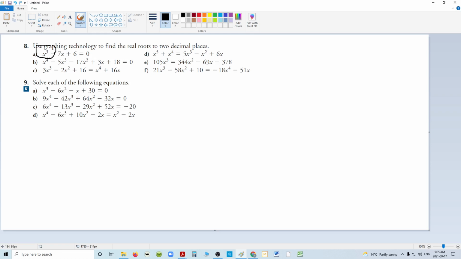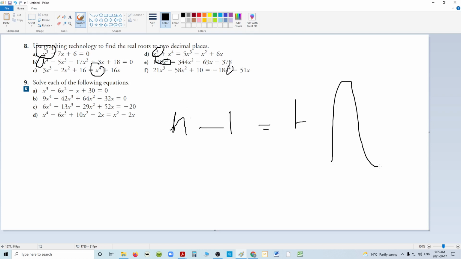And just be aware how many times it can cross the x-axis is based on its biggest term. In this case, that's its biggest term. That's its biggest term. And that's its biggest term. So that's how many times it can cross the x-axis. And then n minus 1, where n is its biggest term, is how many turning points it can have. So that's a turning point. That's a turning point.